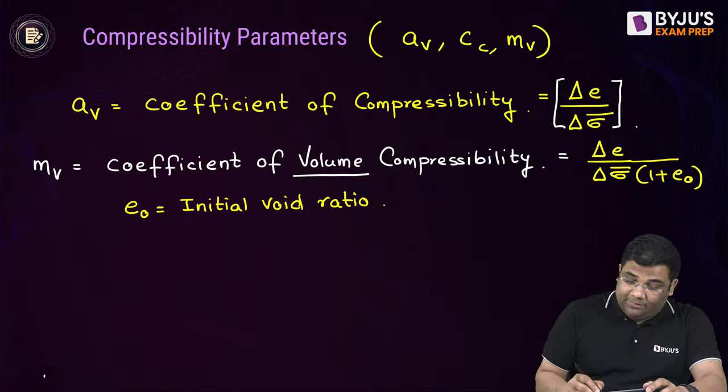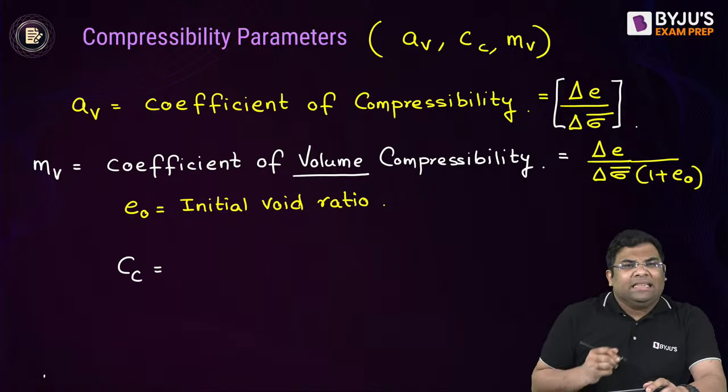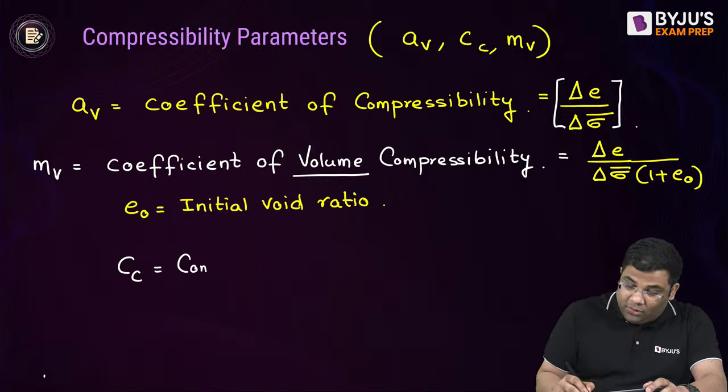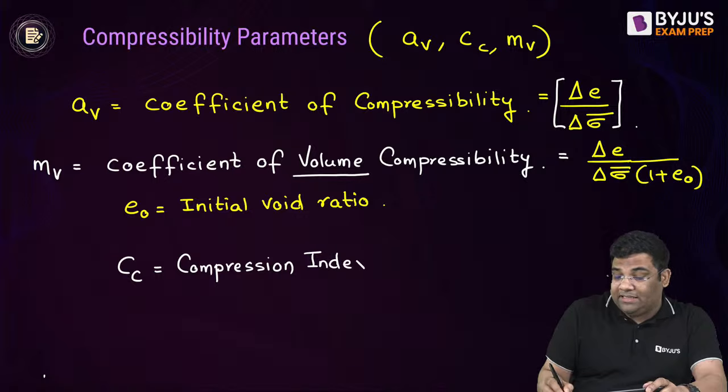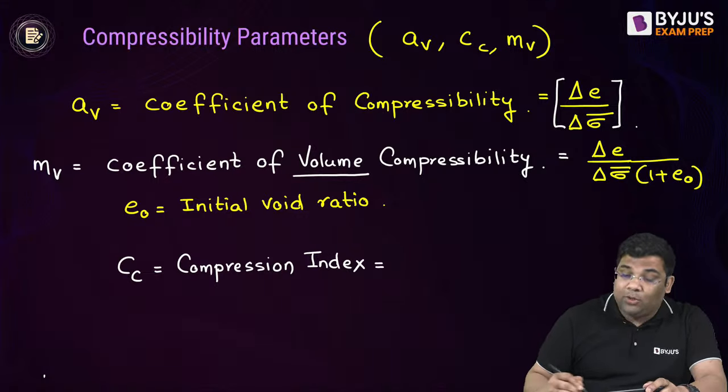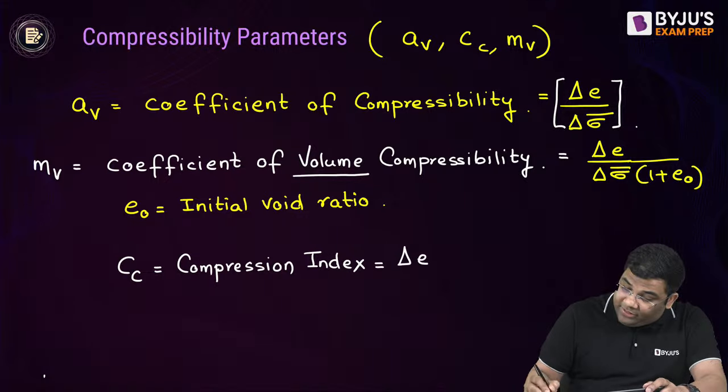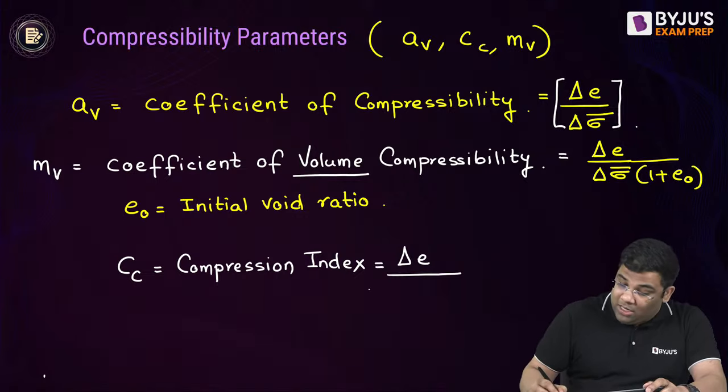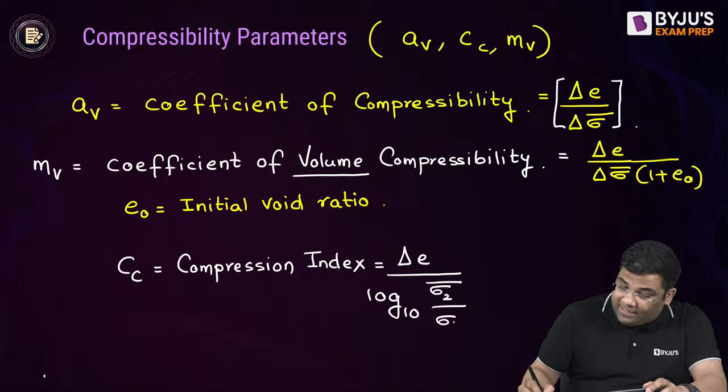Let us go to the next term. The next term is CC. This CC is known as the compression index. And this CC is equal to the change in void ratio divided by log of sigma 2 dash by sigma 1 dash.